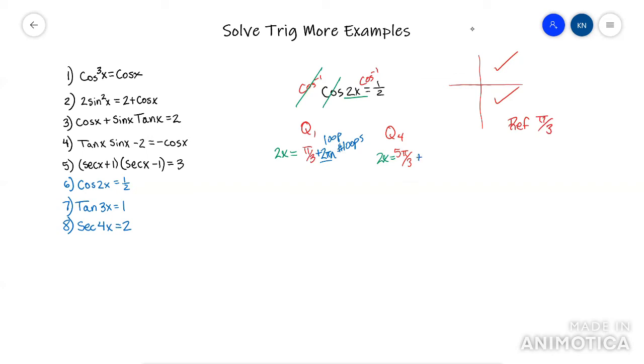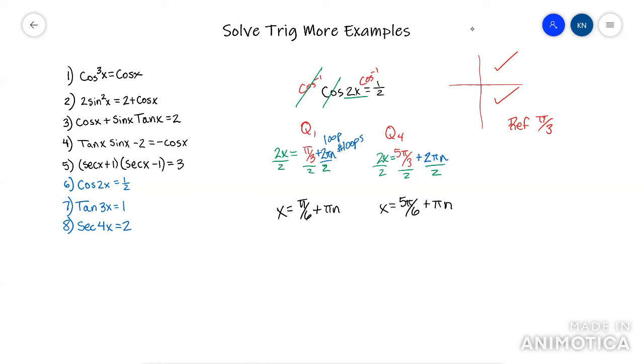So on both of these problems, you have to assume that there would be that same answer in 1 more loop, or in 2 more loops, or in 3 more loops. And why this matters is because you're eventually going to have to divide by 2. And so what you're going to get is x equals pi over 3 divided by 2 is pi over 6. And then this part, 2 pi n over 2 is pi n. And this one would be x equals 5 pi over 3 divided by 2 is 5 pi over 6. And then plus pi n, just like that.